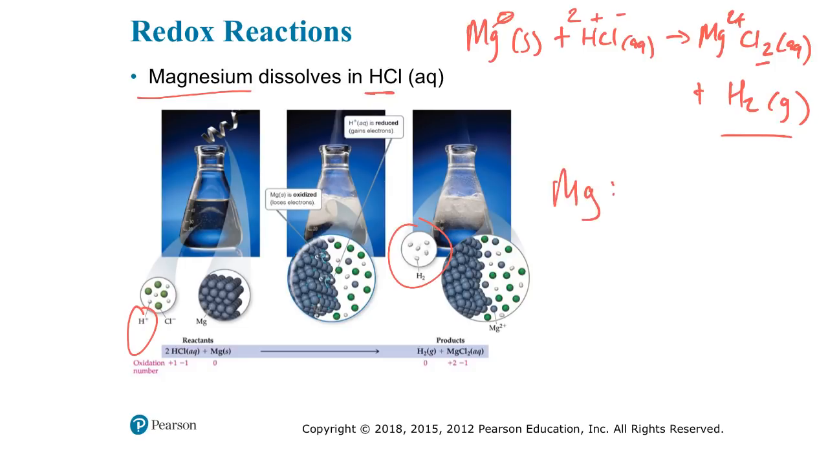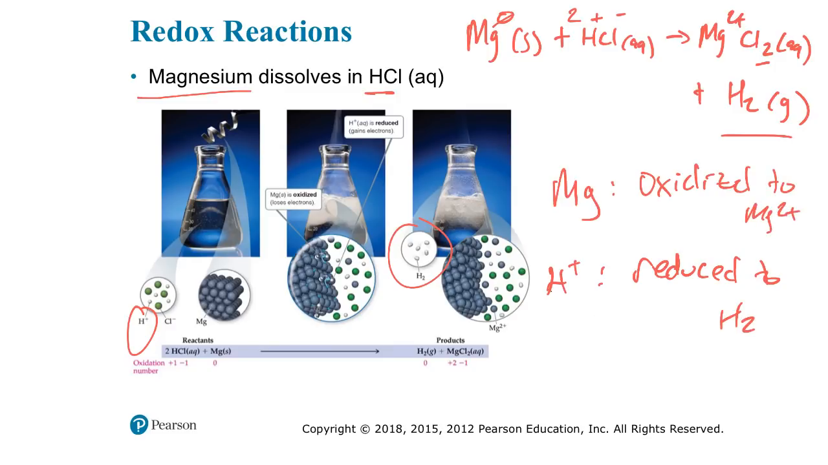So we can look at magnesium here and see it's losing electrons. That's oxidation. So magnesium is oxidized. And then the HCl, or really just the H in the HCl, so the hydrogen in HCl is reduced. It gains those electrons. So it's reduced to H2, and then Mg is oxidized to Mg2+.